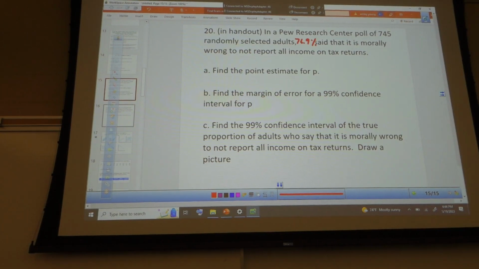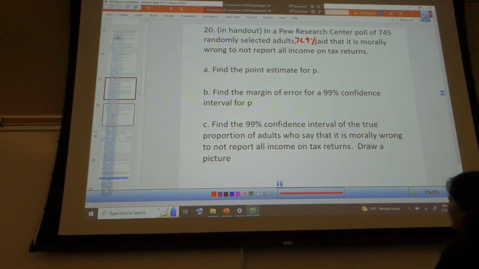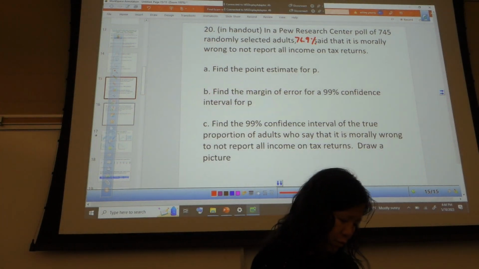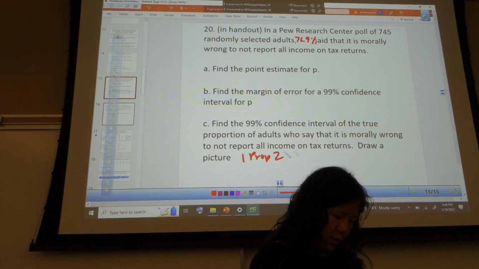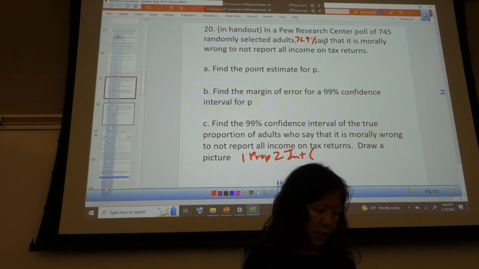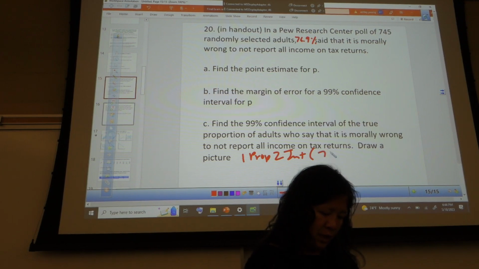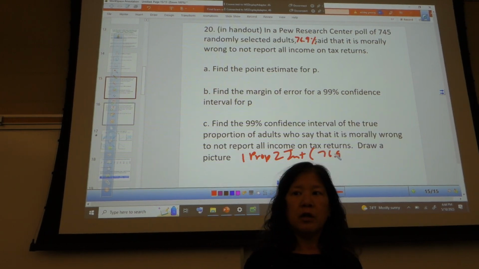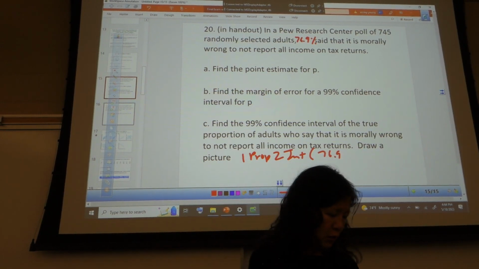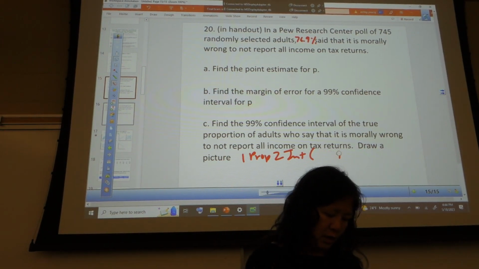Okay, so here's the tricky part. When I go to do my one prop z interval, I don't have a number. I can't put in 76.9, I get an error. I definitely can't put in 0.769, I get even more of an error, or the same error. So I've got to figure out what that is.